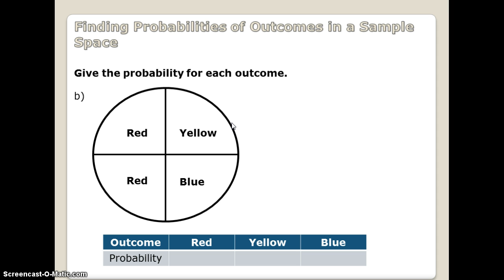All right, so I want you to take some time to find the probability of each one. Find the probability of getting red, yellow, and blue. And what I want you to do is do it as a fraction. Write the probabilities as fractions.